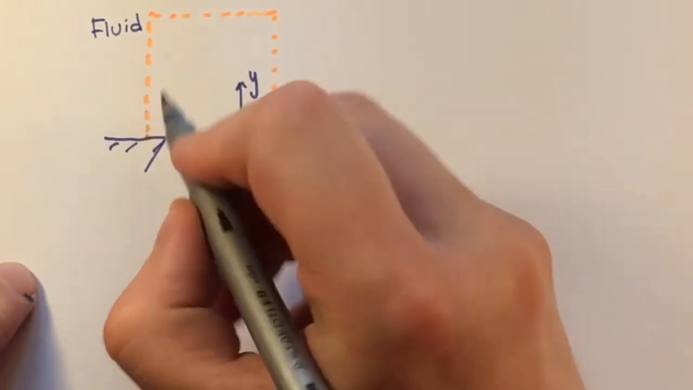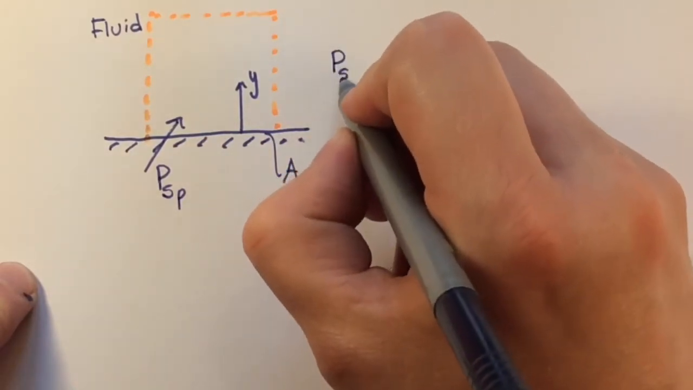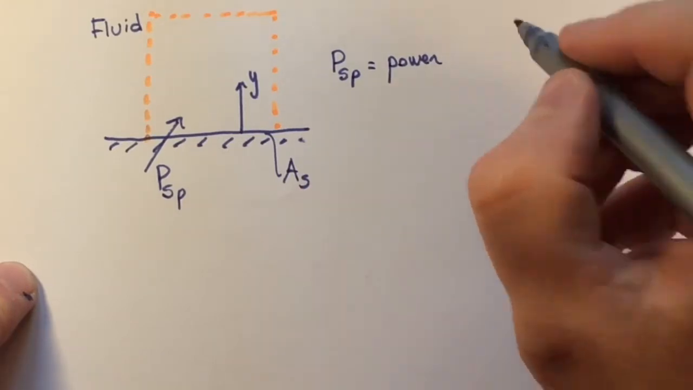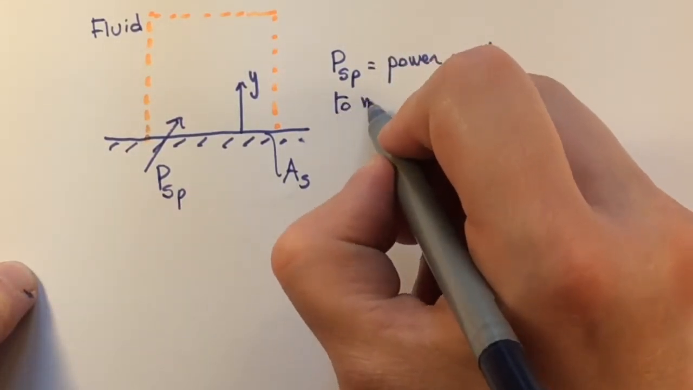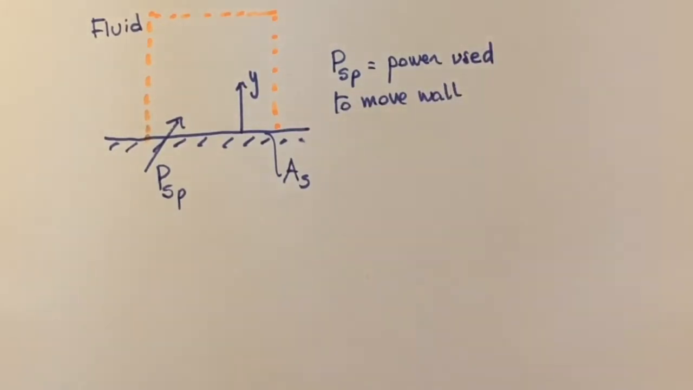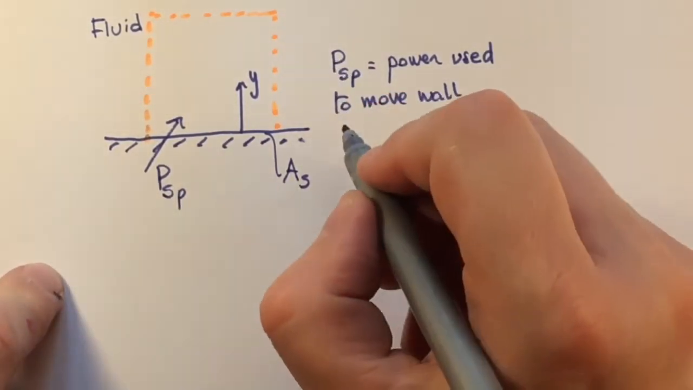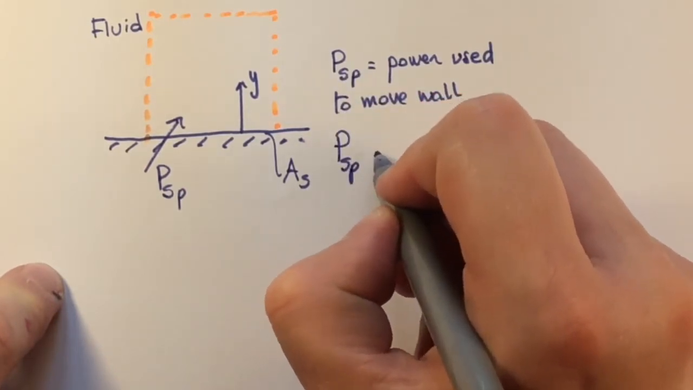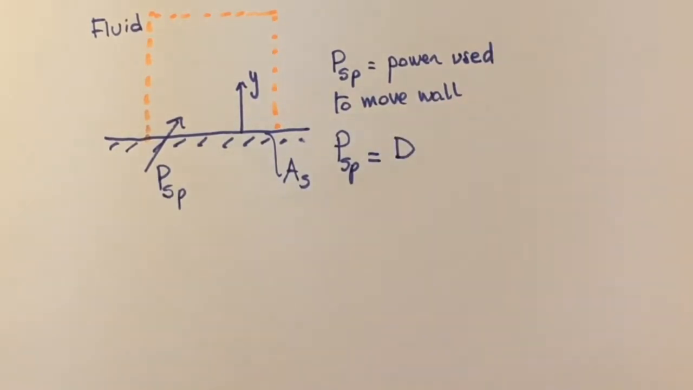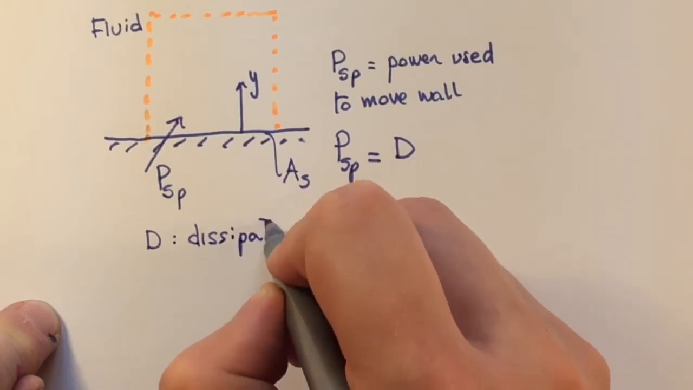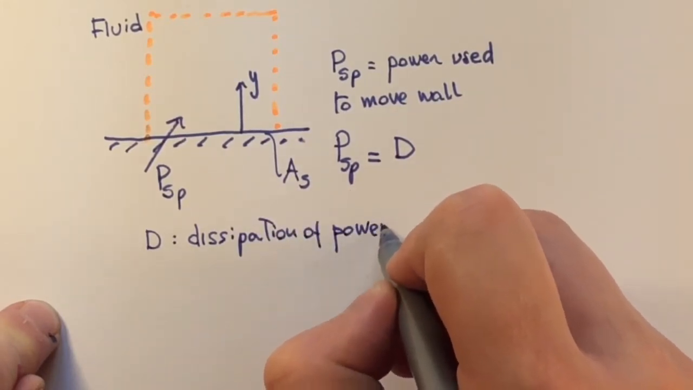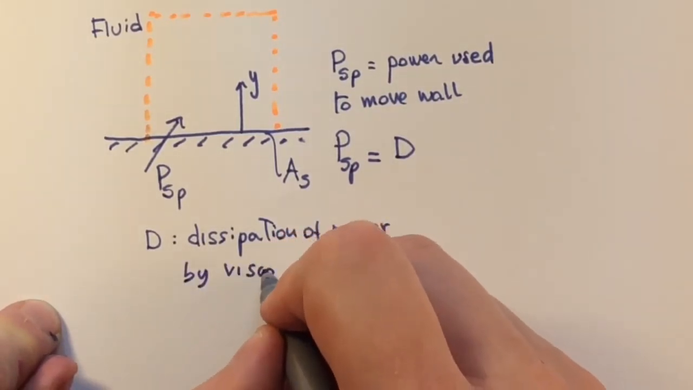Okay, so what's the energy balance that occurs in this flow? Well, we're certainly injecting some power, and we call this PSP. So P spent is the power used by an external agent to activate the surface, the power used to move the wall. What happens is that we need to expend energy to move the wall because we have to win the viscous resistance of the fluid. So then this power, PSP, must be equal to a certain D. And D is the dissipation of power by viscous effects into heat.